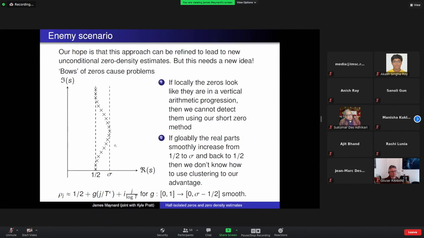But morally, I feel that if you can handle this, then you're maybe well on the way to getting improved results about primes in short intervals and zero density estimates. So maybe I'll stop there.